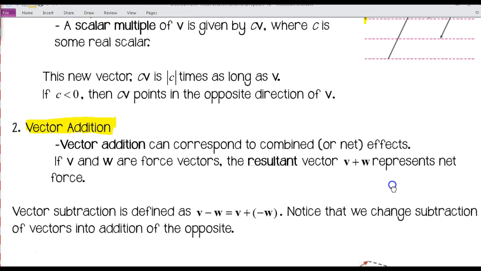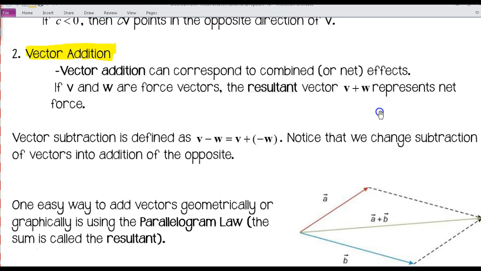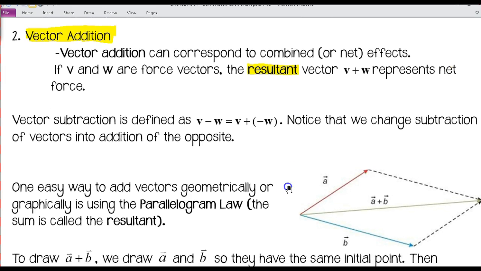And then vector addition can correspond to a combined or net effect. So if v and w are force vectors, the resultant, which is an important vocabulary word for you, is the sum. If the problem asks you to find the resultant, you know you want to add the two vectors. So the resultant vector v plus w represents the net force. And again, vector subtraction is defined by addition of the opposite. So whenever we have those, I'll change it to addition of the opposite.